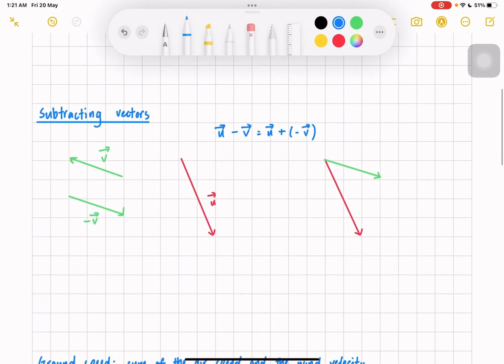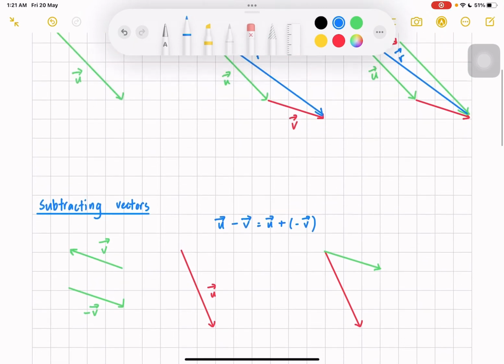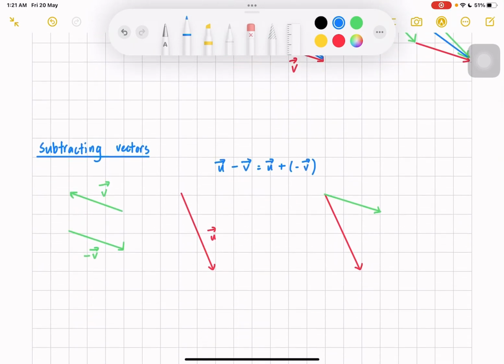Now, on to subtracting vectors. When we say vector u minus vector v, we're actually saying vector u is adding the negative vector of vector v. So let's say our vector v is this. The negative vector is just the same vector but with the opposite direction.